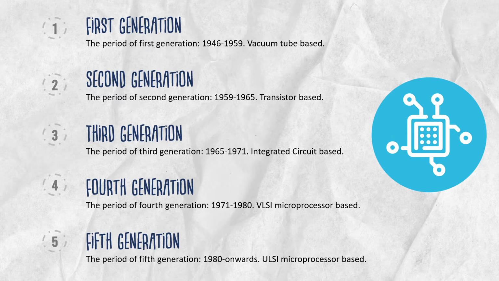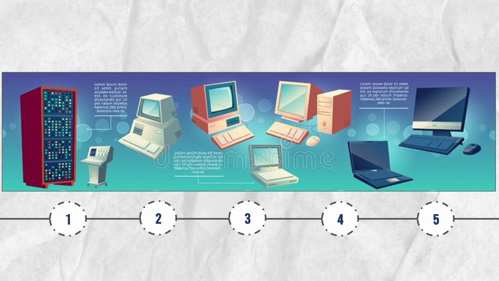Okay, so we are going to see how much the computer has evolved. We have 5 generations here, from the first to the fifth. The first one uses vacuum tubes. The second uses transistors. The third generation is integrated circuit based. The fourth generation is VLSI microprocessor based. The fifth generation is ULSI microprocessor based. This image shows how the revolution takes place based on the previous slide.